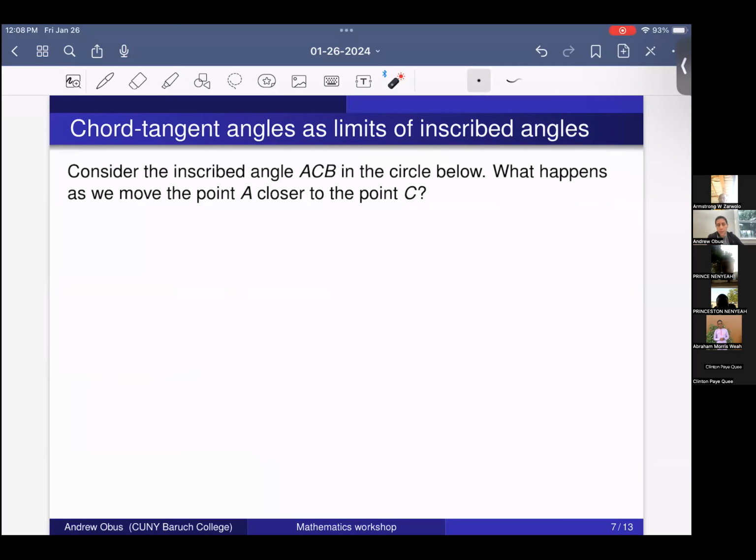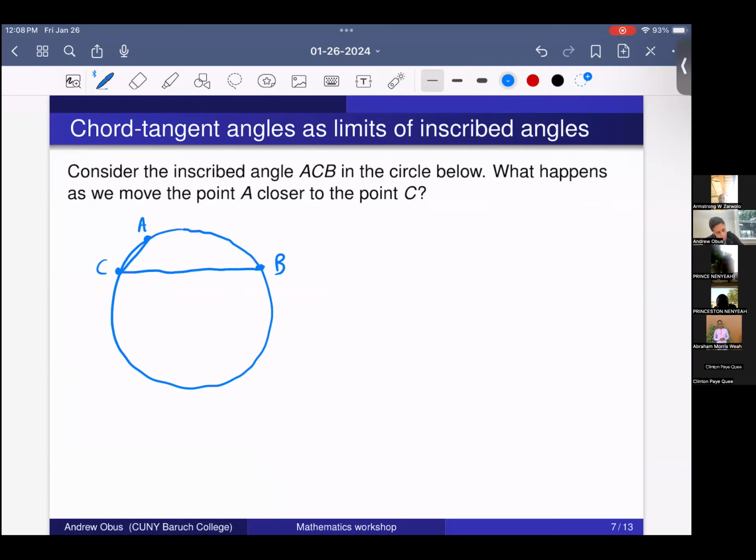Okay, so let me draw a picture here. So I'm going to take another angle here. So this is going to be A, this is going to be C, and this is going to be B. So I look at this angle. Okay, so I have this angle right here. And I want to know what happens as I move the point A closer to the point C. So I'm going to make this as short as possible, right?